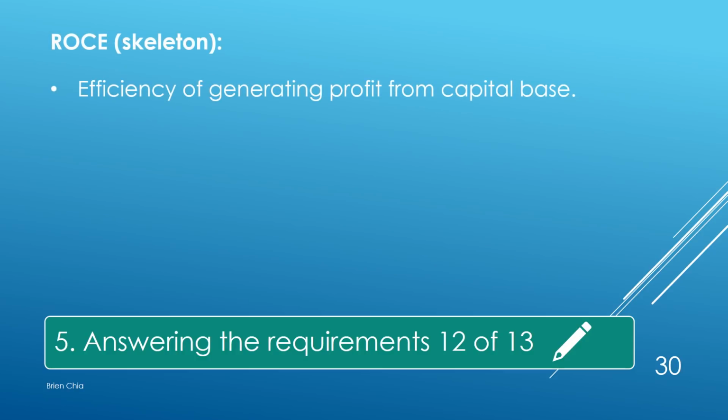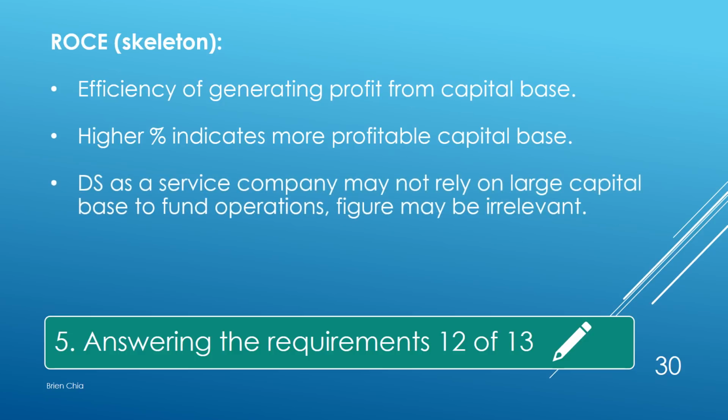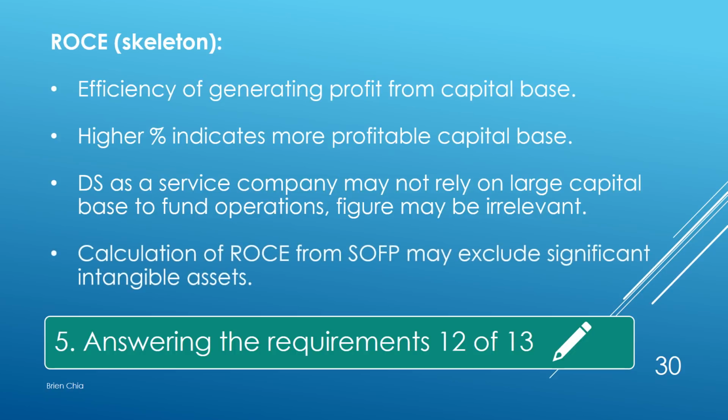Now, the last KPI we're going to talk about is ROCE. So I'm going to show you the skeleton answer again. Efficiency of generating profit from capital base. This is a standard definition. A higher percentage means more profitable, and that you're using your capital base and assets efficiently. So DS is a service company, and may not have such a big capital base. It's not good to compare it to maybe a manufacturing company. ROCE may be irrelevant. The fourth point is that calculating ROCE from the SOFP may exclude significant intangible assets.